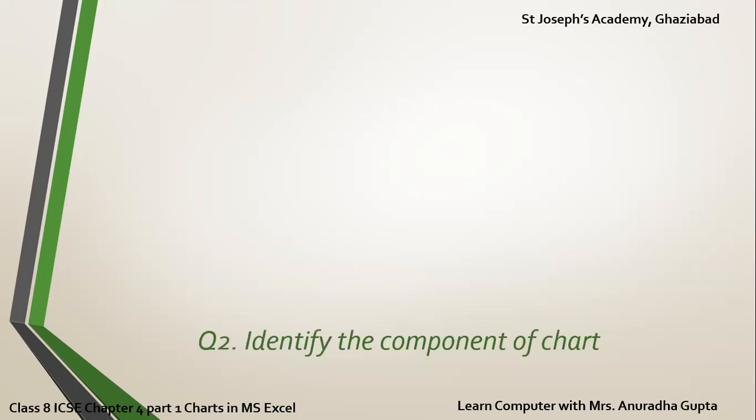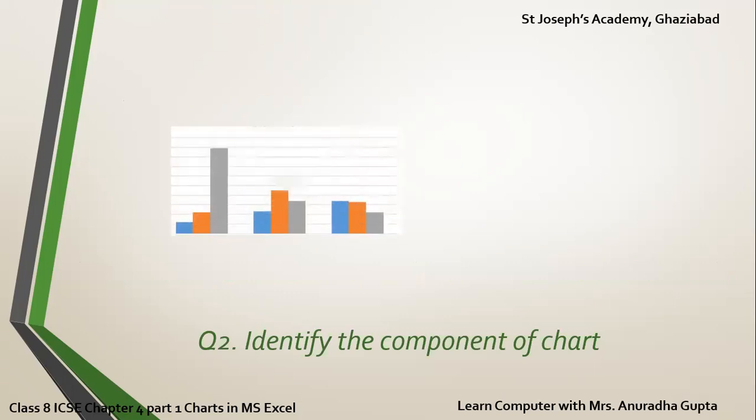Let's move up to our second question. Identify the component of a chart. Please find this out. What are we calling this component of a chart? Write down your answer on your paper. This is the B part of the same question. Please identify both the components of a chart and write your answer on a paper.